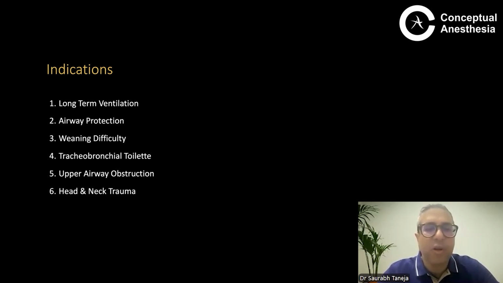Then tracheobronchial toilet: too many upper airway secretions which are not cleared by cough can also lead to a tracheostomy. Then upper airway obstruction. The most common and critical example is laryngeal growth. In some people, you have to do a tracheostomy in the operation theater only. Then as part of management of head and neck trauma. We have patients who are referred to us already tracheostomized at the primary center. That is the greatest thing, that even in tier 2 or tier 3 cities, people in the ICU are now able to do a percutaneous tracheostomy.